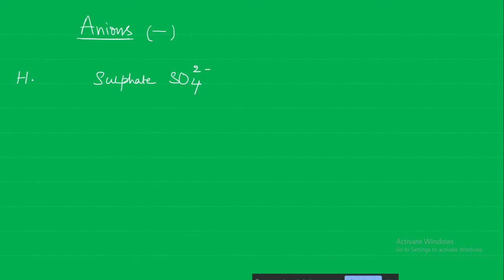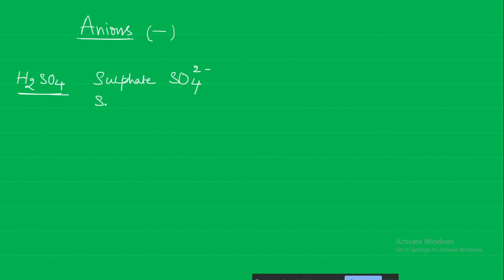Okay, H2SO4, sulfuric acid. 99% students know the formula of sulfuric acid. That should not be a problem. H2SO4. If you know the formula of sulfuric acid, you will very easily be able to write sulfate, SO4. There are two hydrogens here. Remove the two hydrogens, then you will get the 2 minus charge here. So it will be SO4 2 minus.